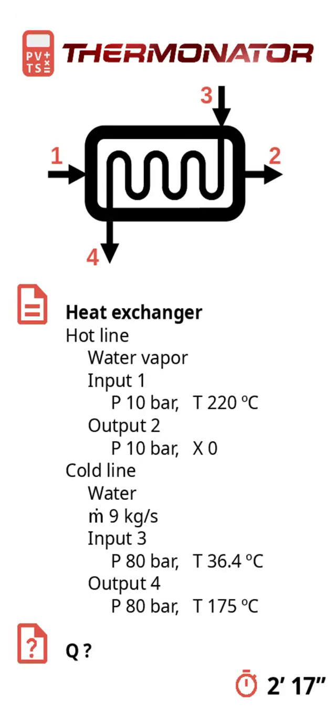A closed heat exchanger has a hot line and a cold line with known inlet and outlet states. The mass of the cold line is also known. What is the heat exchanged?